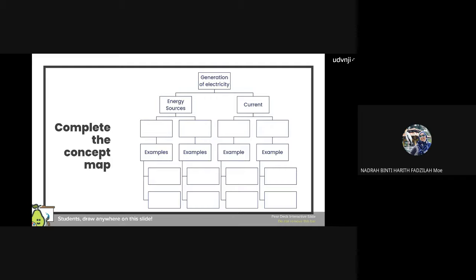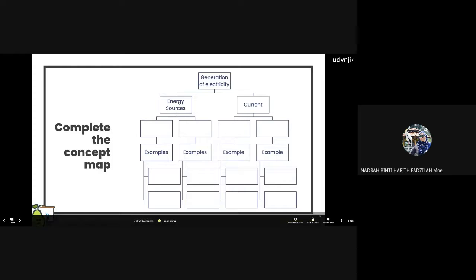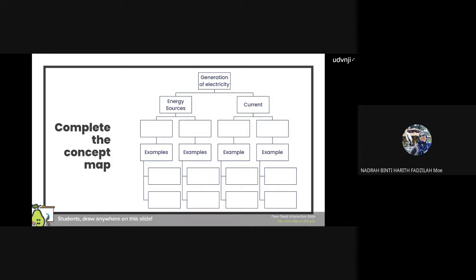And for current, what type of current that we have discussed previously, and can you give two examples of devices or electrical appliances that uses different type of currents. Okay, jom kita tengok. Alright ya.